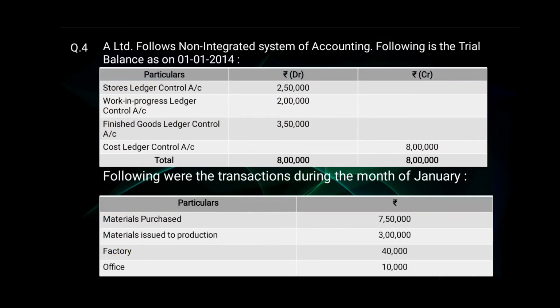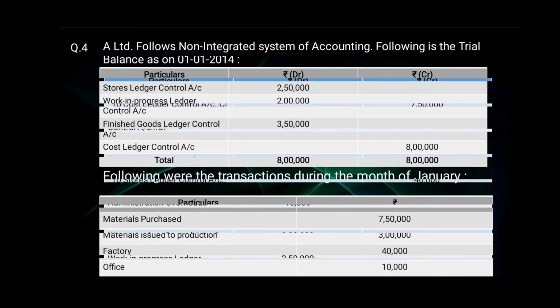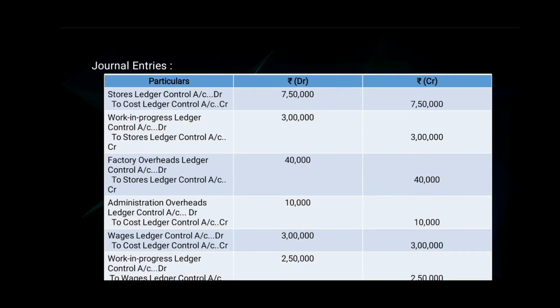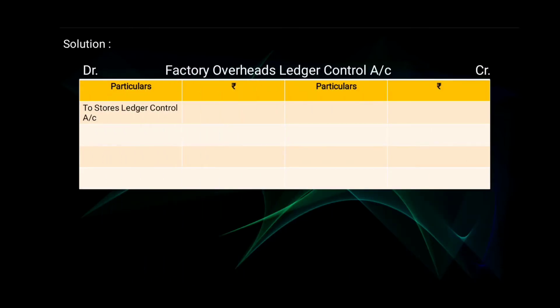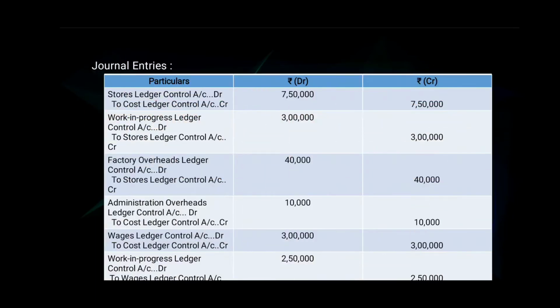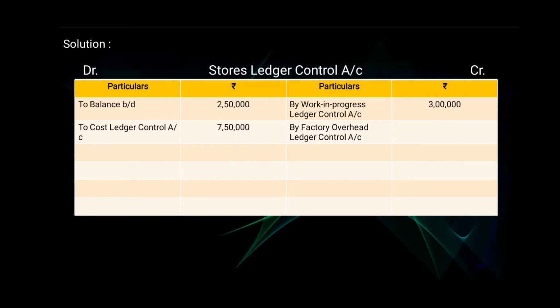Next is factory, amount is given as 40,000. So the journal entry we had recorded as factory overheads ledger control account debit to stores ledger control account, amount is 40,000. So the first effect will give in factory overheads ledger control account as to stores ledger control account, amount is 40,000. Next we'll give the second effect in stores ledger control account as by factory overhead ledger control account, amount will be 40,000.